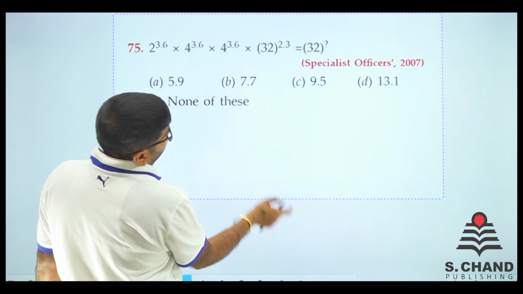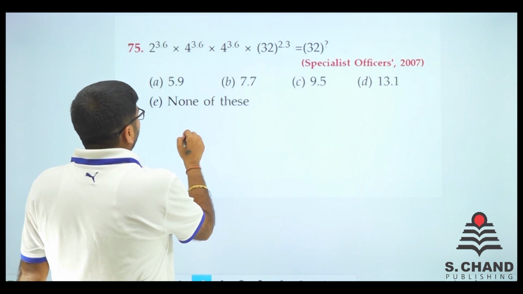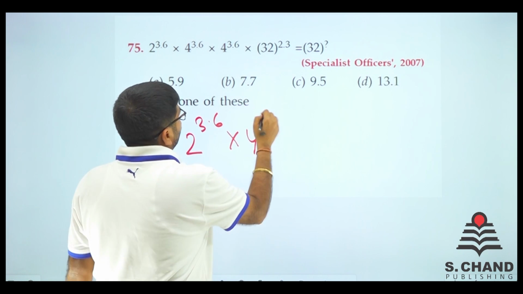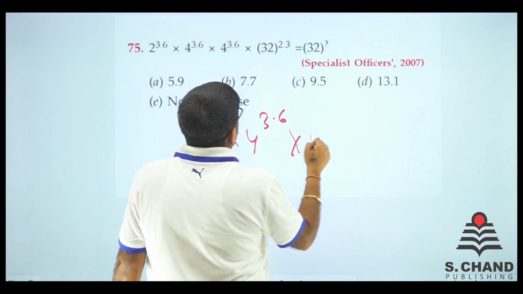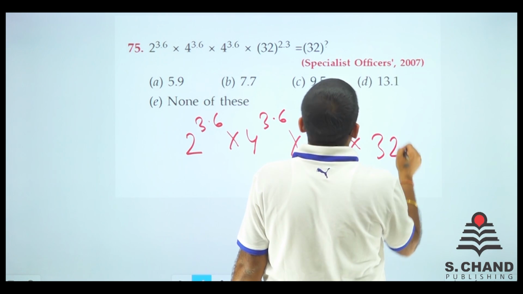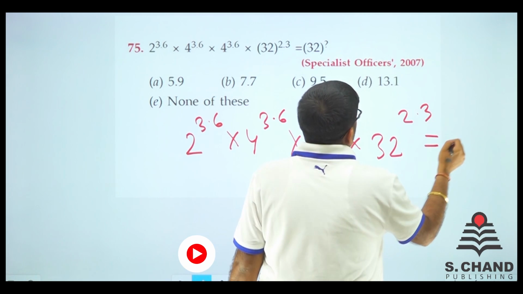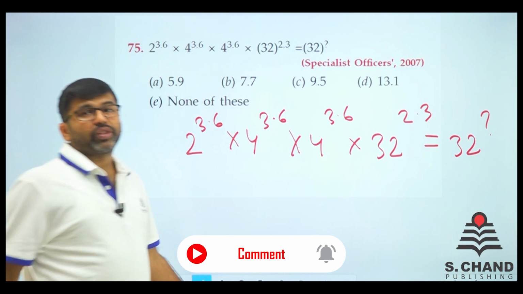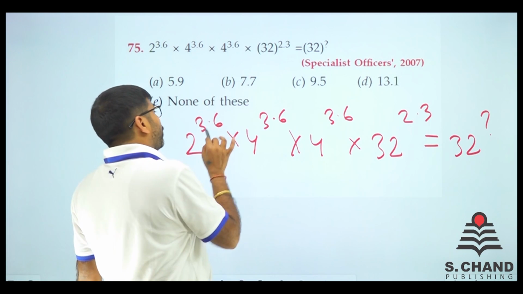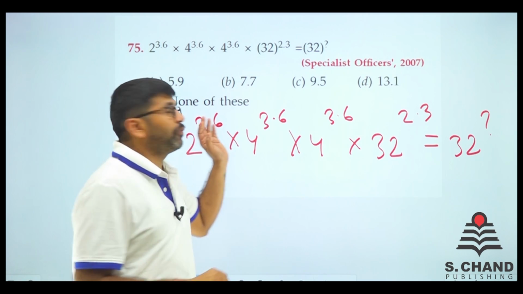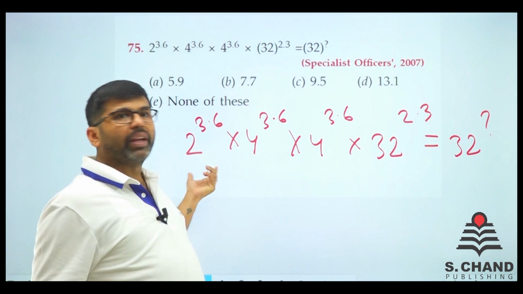Specialist Officer 2007. Here we go. 2 raised to power 3.6, 4 raised to power 3.6, 4 raised to power 3.6 into 32 raised to power 2.3 is equal to 32 raised to power question mark. Very much similar to the question we did now, because 3.6, 3.6, 3.6 can be added. Why? Because if the power is the same, just multiply the bases.